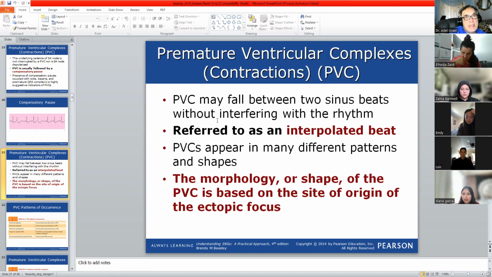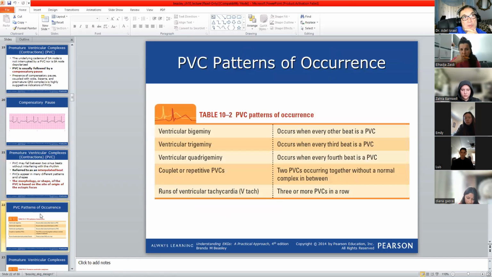Sometimes the PVC falls between two sinus beats without interfering with the rhythm, referred to as interpolated beats. But if it comes more often, let us look at morphology. It means the shape, the outline feature of the PVC based on the site of origin. We mentioned this before regarding the PVC, guys.